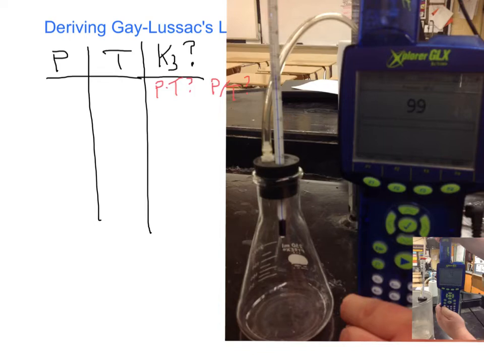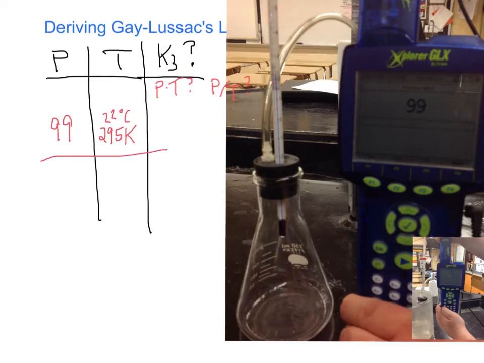So the pressure, as we said, would be 99 kPa. 101 would be 1 atmosphere, so it's a little low pressure today. And the temperature is 22 degrees Celsius, which turns out to be 295 Kelvin. If we want to calculate with it, we need to use the Kelvin value.